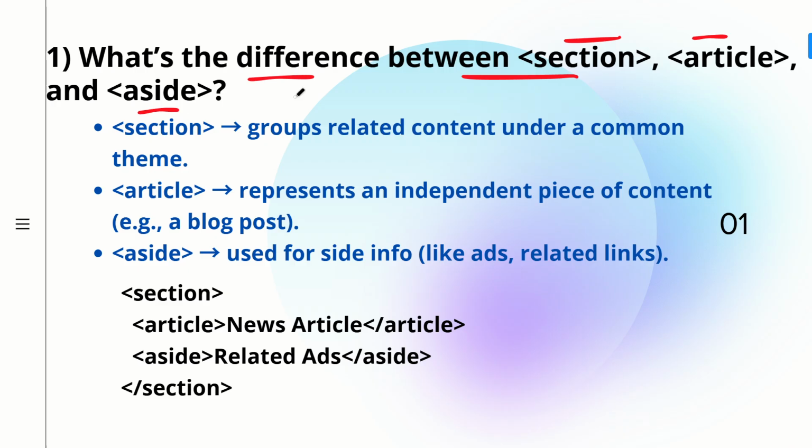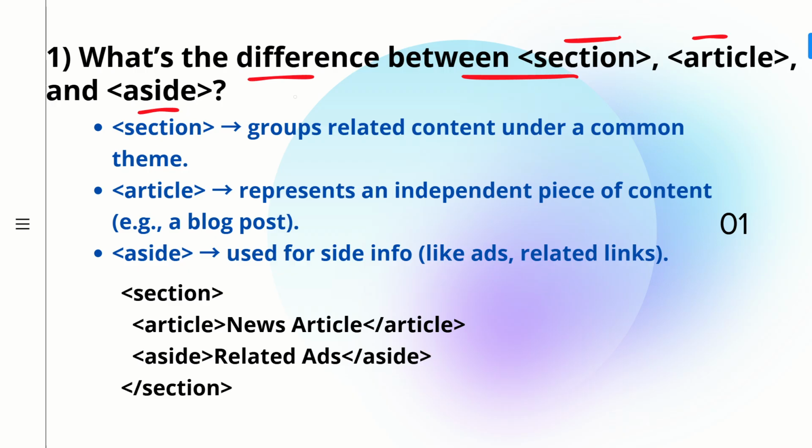What are semantic tags? Semantic tags are the tags which convey what the use of this element or this tag is. So they convey their meaning to the developers and they also convey their meaning to browsers.